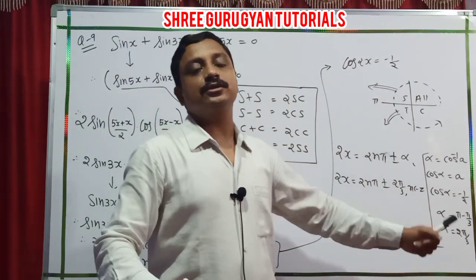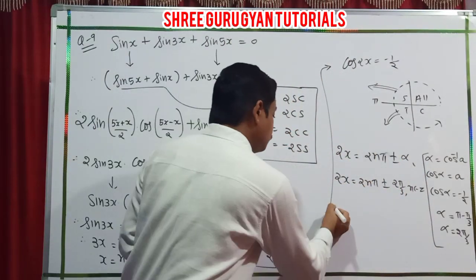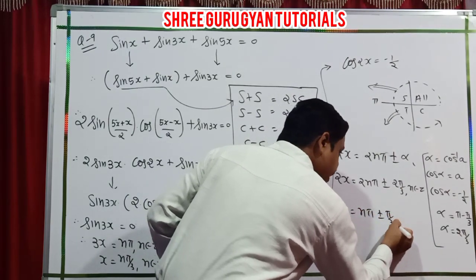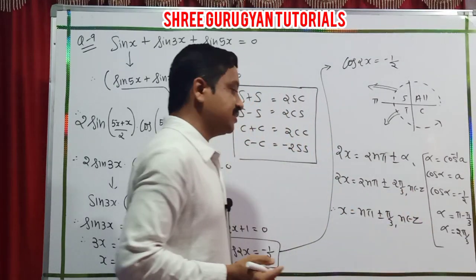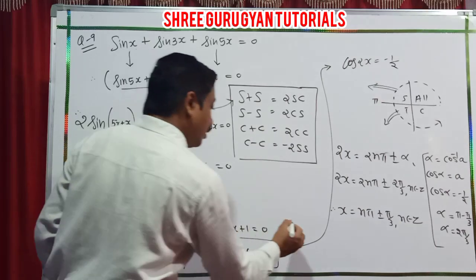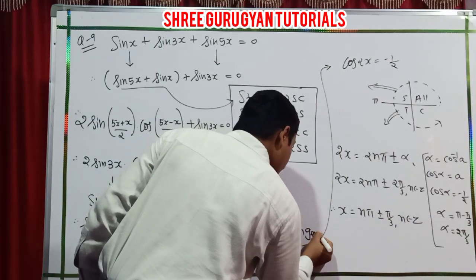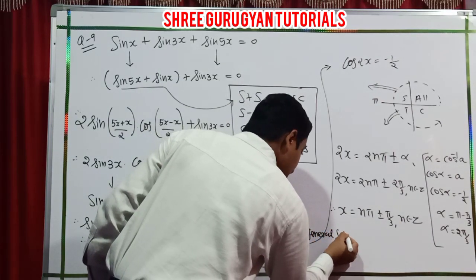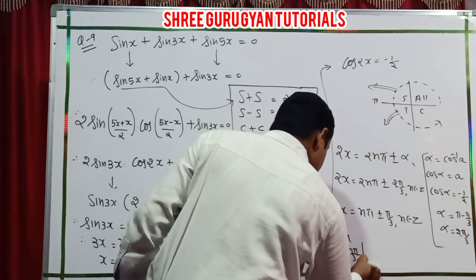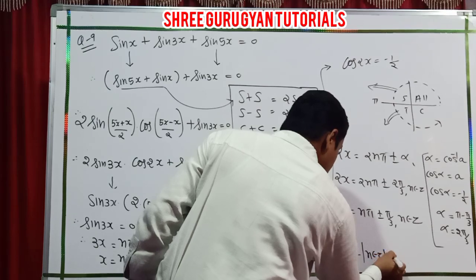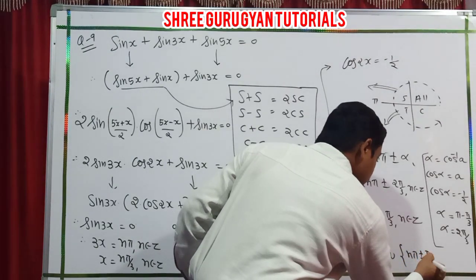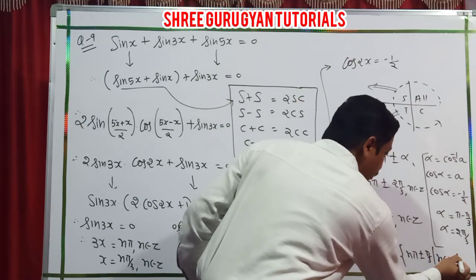Now 2, 2, 2 all divided. You get only n pi plus or minus pi by 3, n belongs to Z. And both of these answers you write down as the general solution. Yes students, here is your final answer. What is the answer? One is n pi by 3, n belongs to Z, union. Second is n pi plus or minus pi by 3, and n belongs to Z.